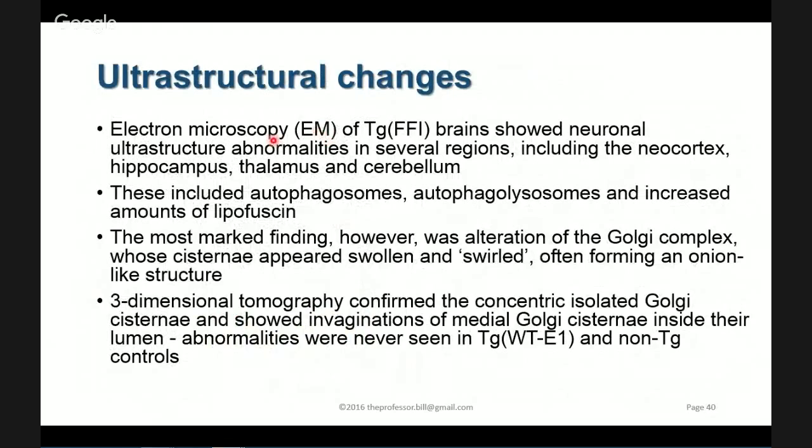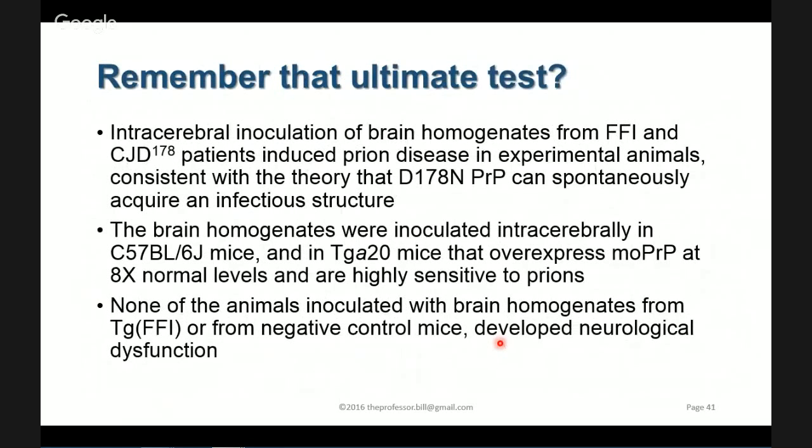So this is more or less a summary of what I've just gone through. The EM microscopy shows that there are some abnormalities, including autophagosomes, an increase in autophagolysosomes, increased deposition of lipofuscin, and a change in the Golgi complex. We only see this, by the way, in the mice that have the FFI mutation. We don't see this in age-matched controls at all. So it's kind of an interesting test.